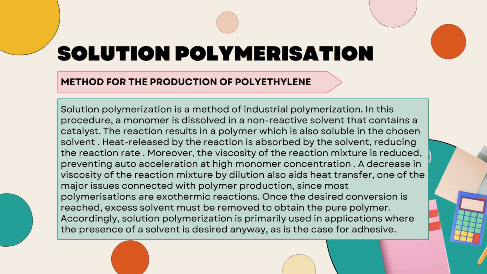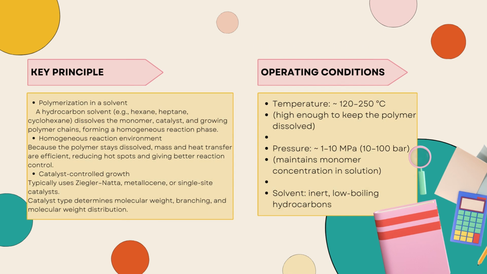Once the desired conversion is reached, excess solvent must be removed to obtain the pure polymer. Accordingly, solution polymerization is primarily used in applications where the presence of a solvent is desired anyway. Next, for the operating conditions of solution polymerization, the first one is temperature, which needs to be between 120 and 250 Celsius. The second one is pressure, which should be 1 to 10 MPa. Then the third one is solvent. The solvent needs to be a low boiling hydrocarbon.